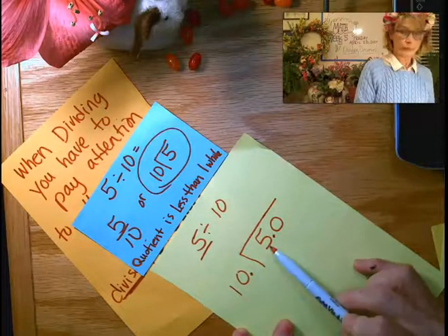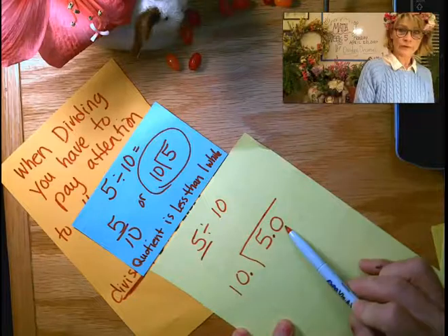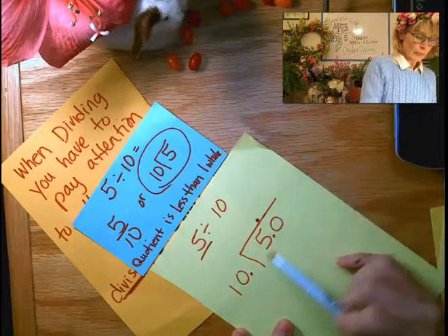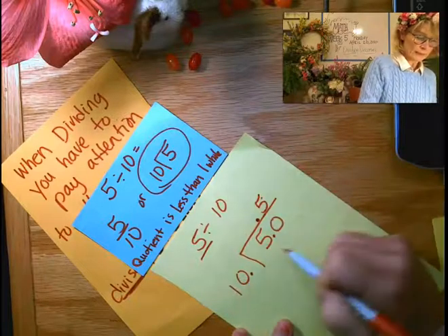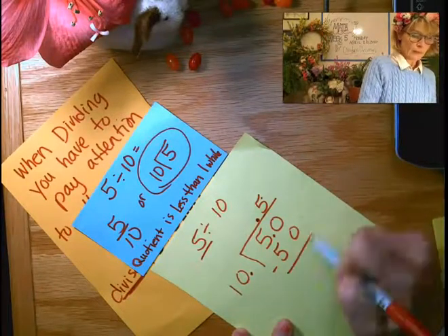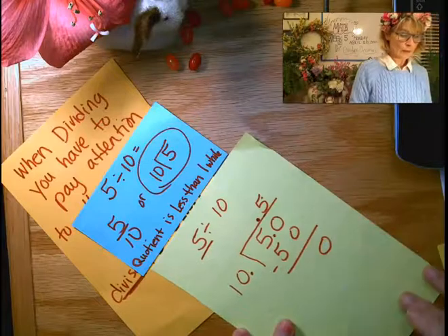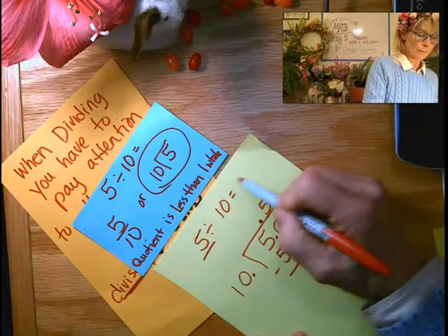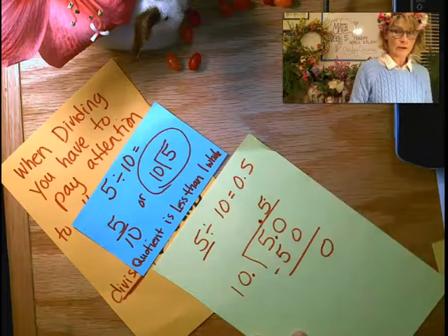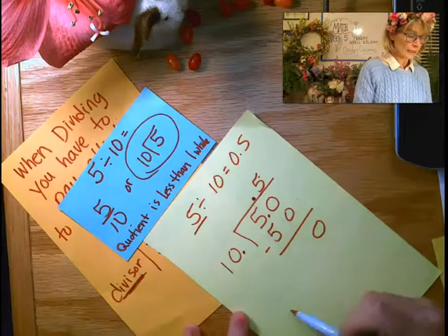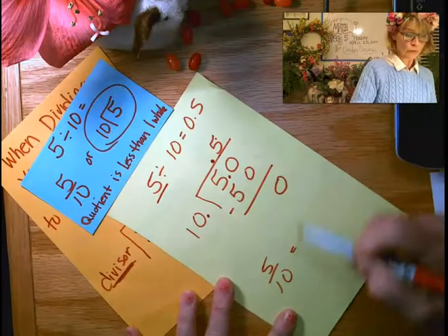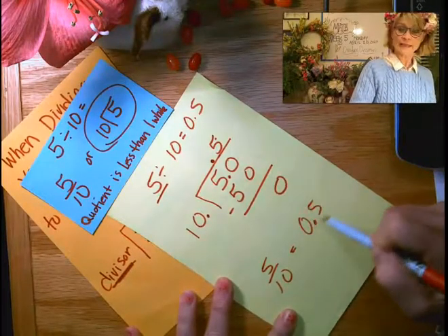I know 10 will not go into 5, but 10 will go into 50. My decimal point has to go straight up, and I know 5 times 10 is 50. I subtract and I get 0. So I know that 5 divided by 10 is equal to 0.5. And that makes sense because I know that 5 tenths would be equal to a 5 in the tenths place.